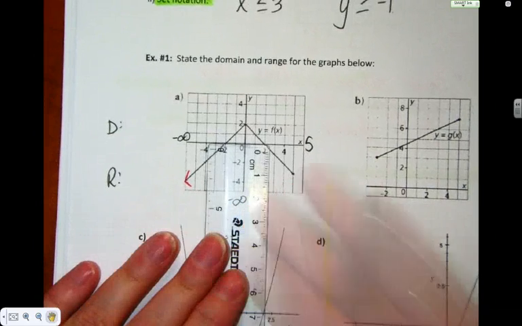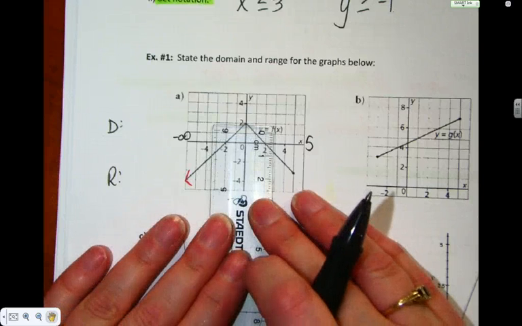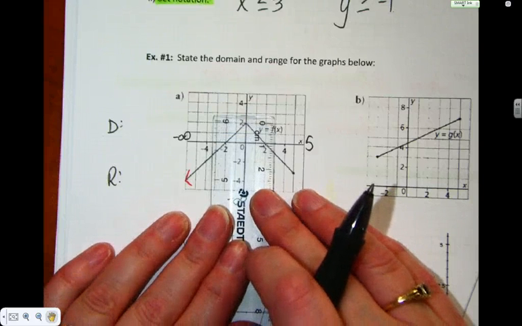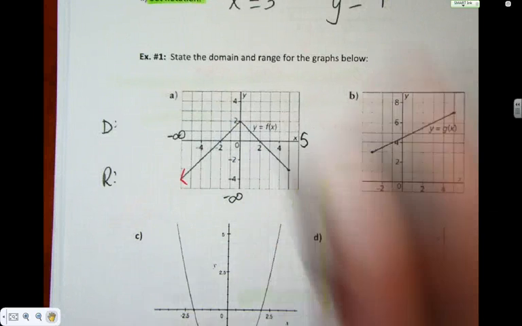Back to 0, and this time I'm going to go up. Is there graph at 1? Is there graph at 2? Is there graph at 3? That's where I run out of graph, so the highest possible value is 2.